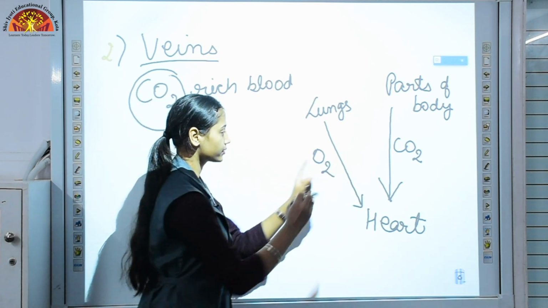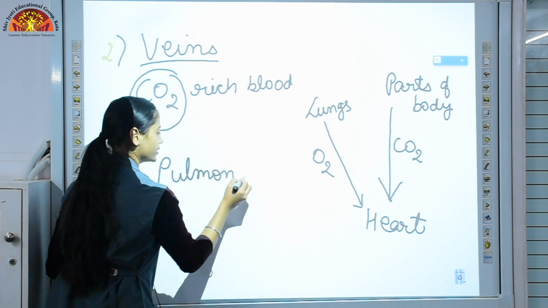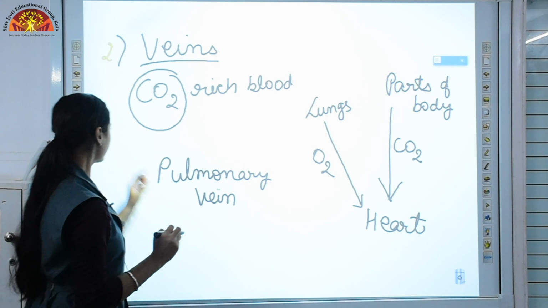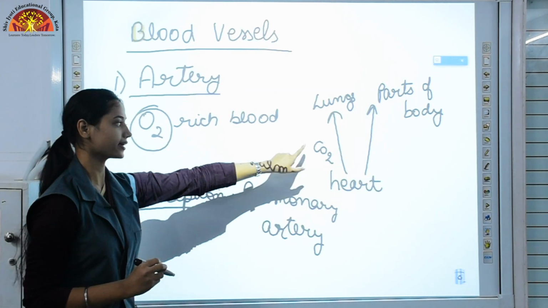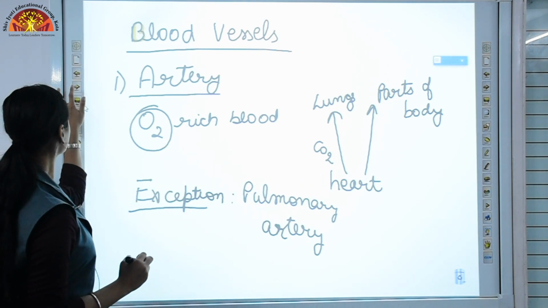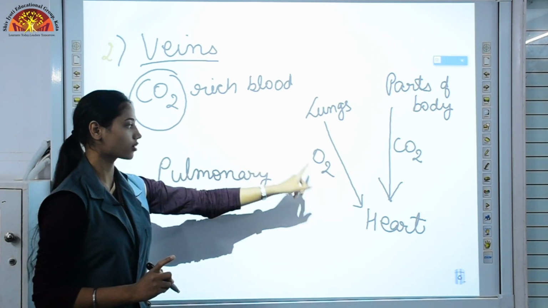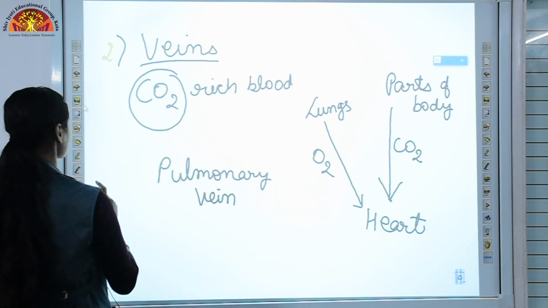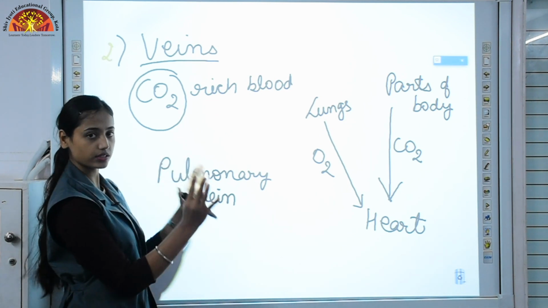So we named this vein the pulmonary vein. Understood? In case of artery, the exception was the pulmonary artery as it was carrying carbon dioxide rich blood. In case of veins, the pulmonary vein is an exception as it is carrying oxygen rich blood. That was all about arteries and veins, and last was capillary. It joins artery and veins.